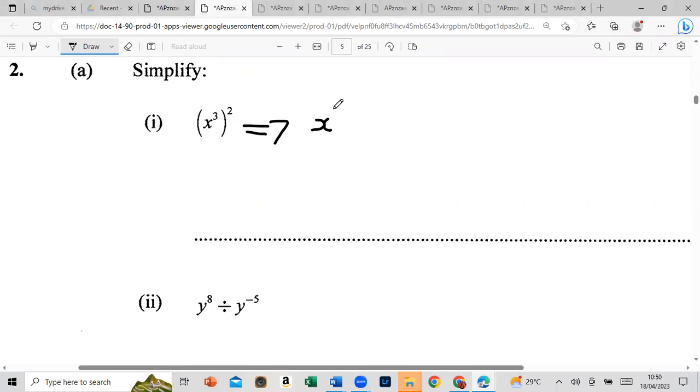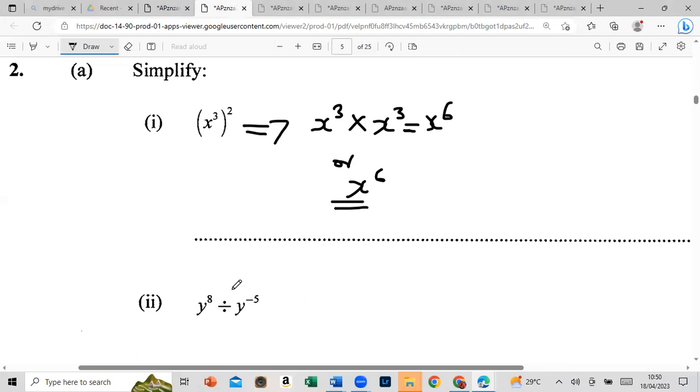So we have x to the third, squared, meaning the number multiplied by itself. So this is one way you can look at it. And then we add the powers. Once the base is the same, we add the powers, right? So we add 3 plus 3, which is 6. Or we can simply say 3 multiplied by 2, which is x to the 6. Either way, it is perfectly correct.